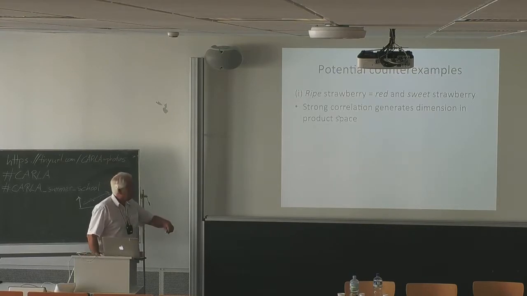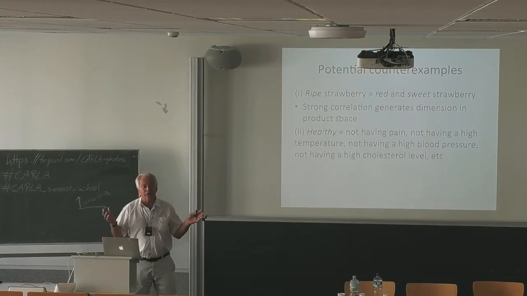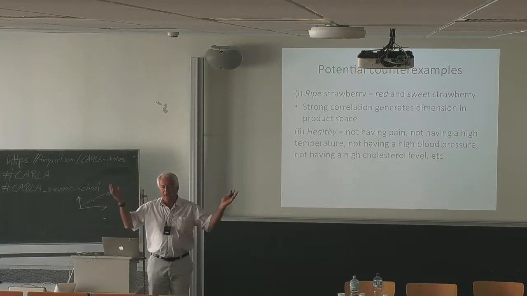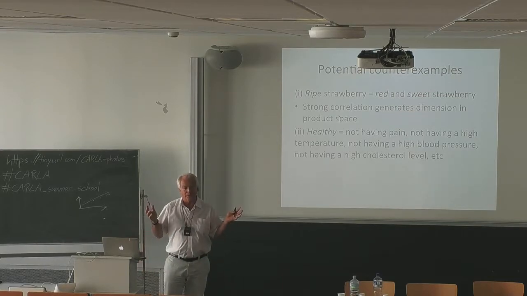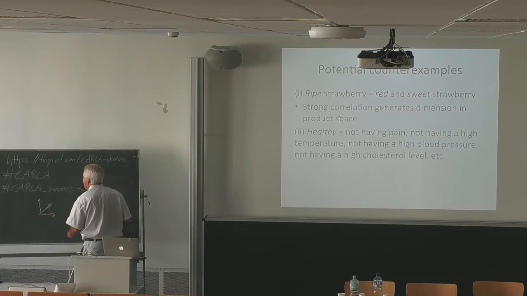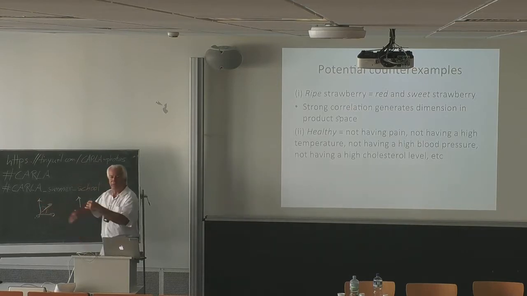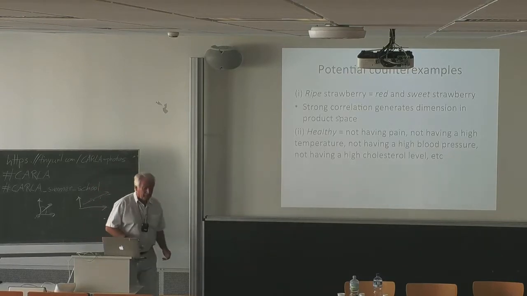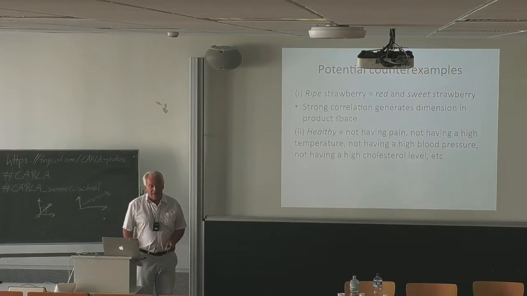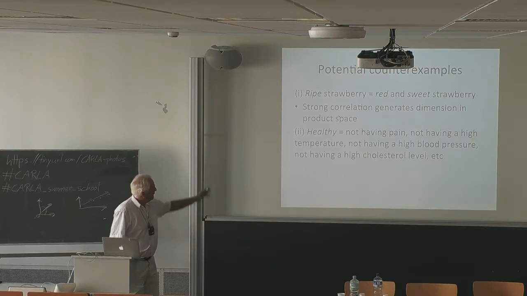Another example is the word healthy, because healthy involves a lot of dimensions: not having pain, not having a high temperature, not having a high blood pressure, and so on. Healthiness involves a lot of different bodily domains. Basically you can look at being healthy as being close to the zero region of all these domains. If you have a high value on any of the dimensions, you're not healthy. But healthiness is the corner in this high dimensional space, and it would still be a convex region, even though it's a multidimensional domain in this case.